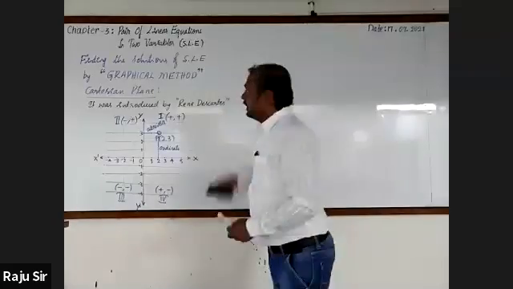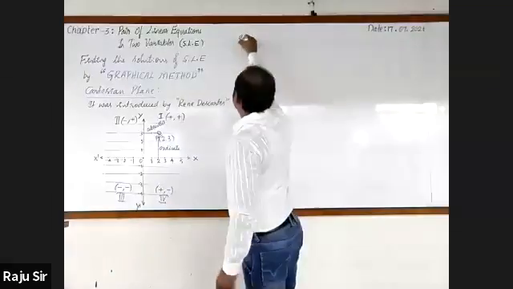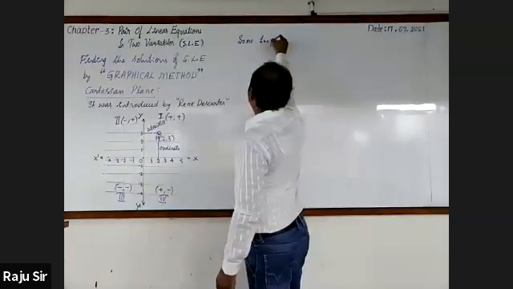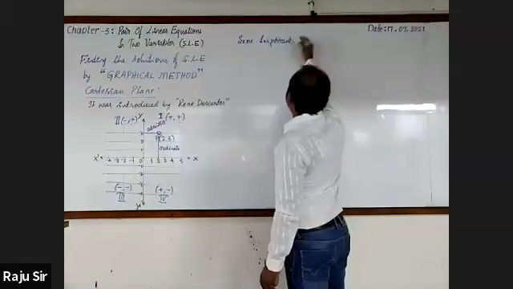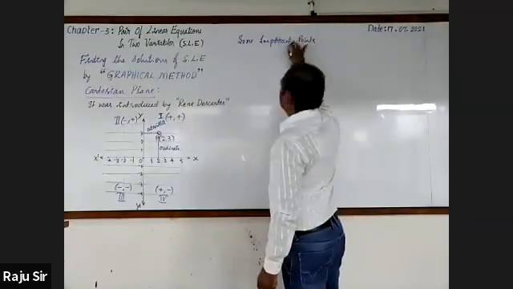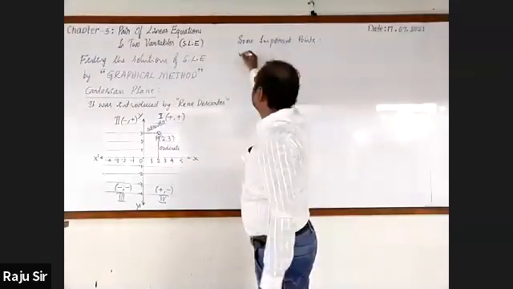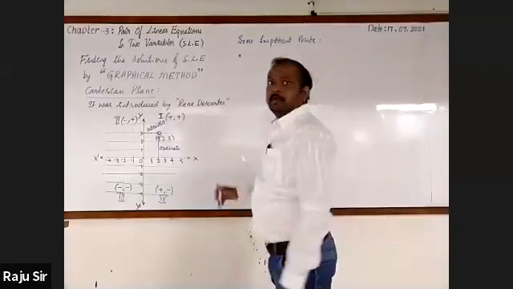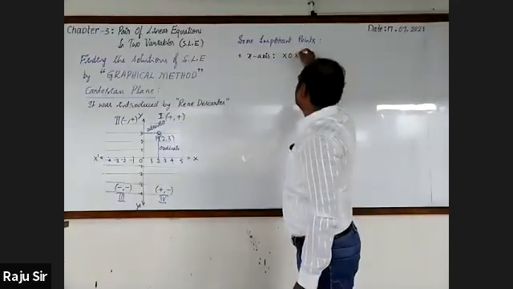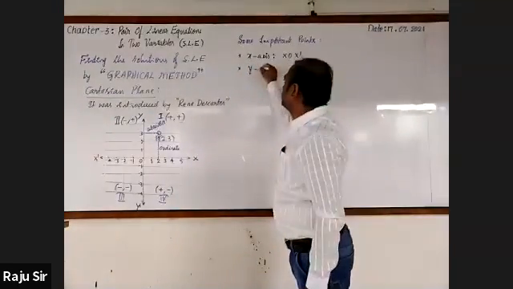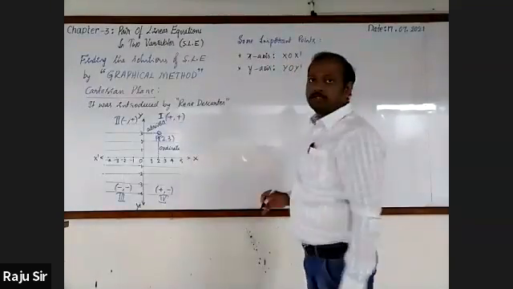Okay. Just below that, you are going to write some important points. Let me write them one by one. The first point is the x-axis. It is always denoted as x', x dash. Then the second point is the y-axis, and it is denoted as y', y dash.